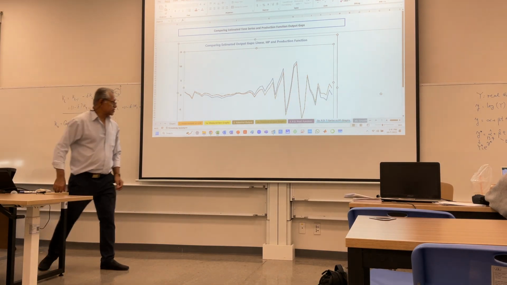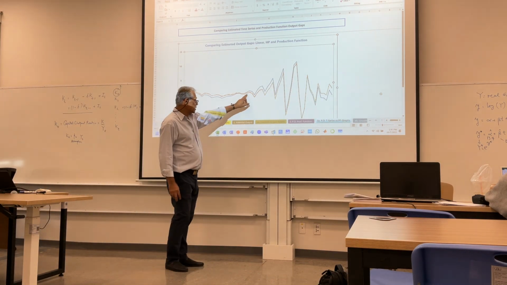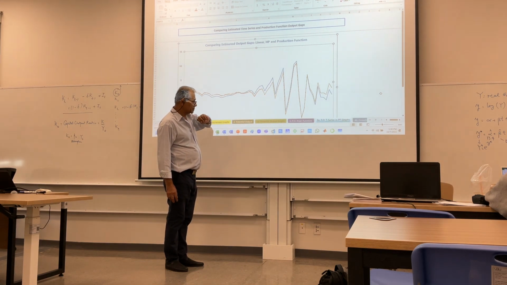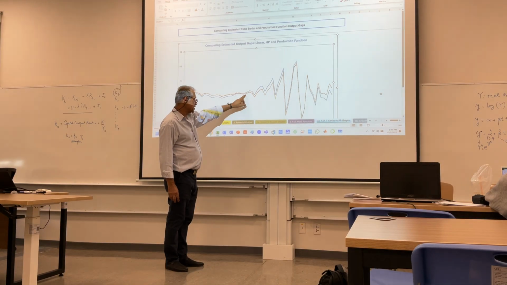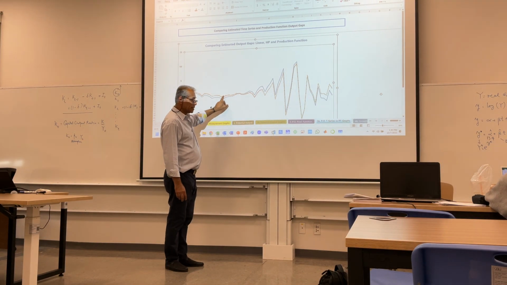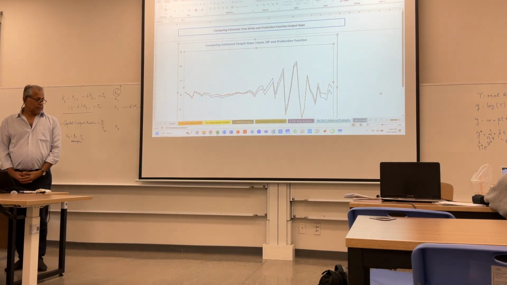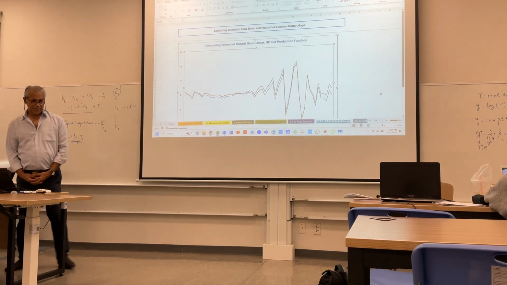There are small differences between the estimate that we got from the HP filter and the estimate that we got from the production function. Close, but not exactly the same. There are differences between the two separate functions. Yes?